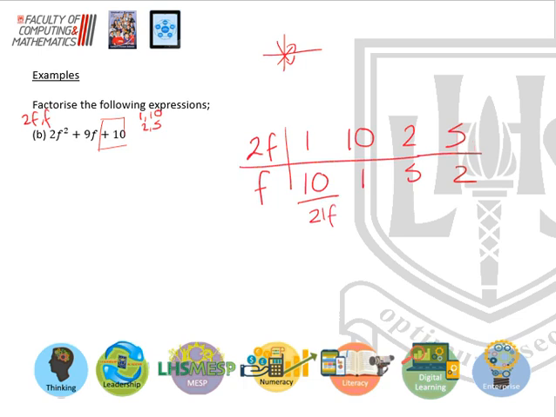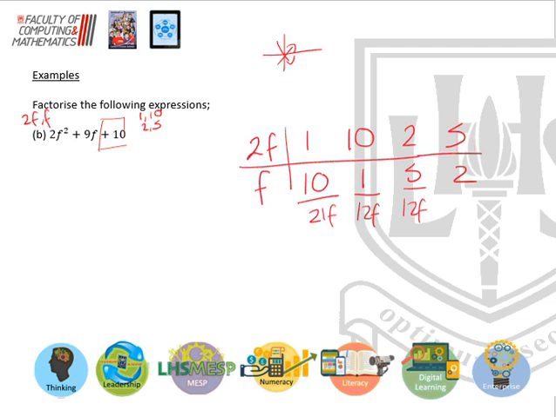No, that's not the answer. Then we do the second row, or the second column. 2f times 1 is 2f, f times 10 is 10f, so in total that gives me 12f. Is that what we're looking for? No. Third one, 2f times 5 is 10f, and f times 2 is 2f. So that again is 12f, no good.